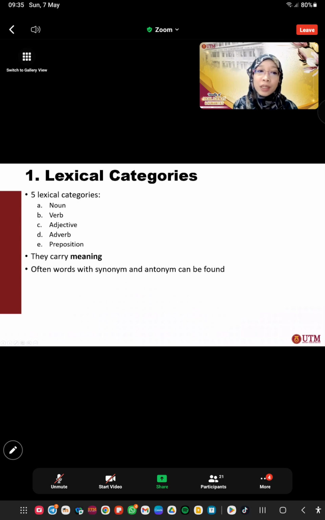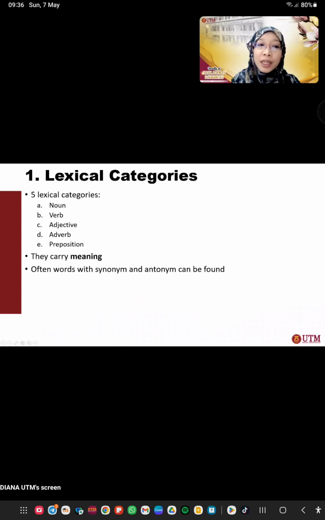Yeah. So what I said just now is that lexical categories, all these 5 components, the noun, the verbs, adjectives, adverbs, and preposition, what they do is they carry meaning, and these are words that actually have synonyms and antonyms. Most of the time they have synonyms and antonyms, again, because they carry meaning.